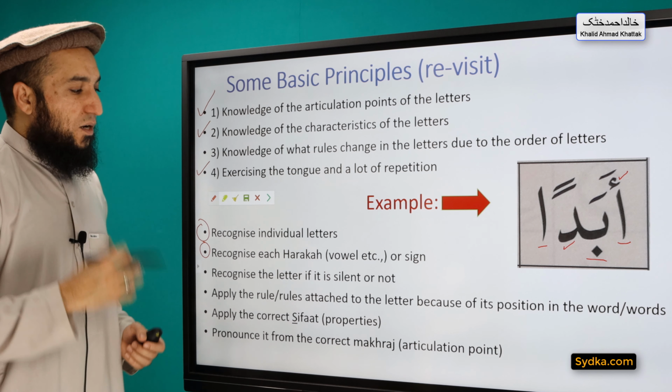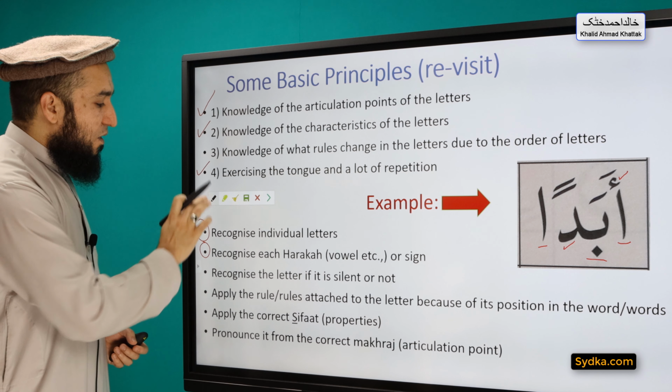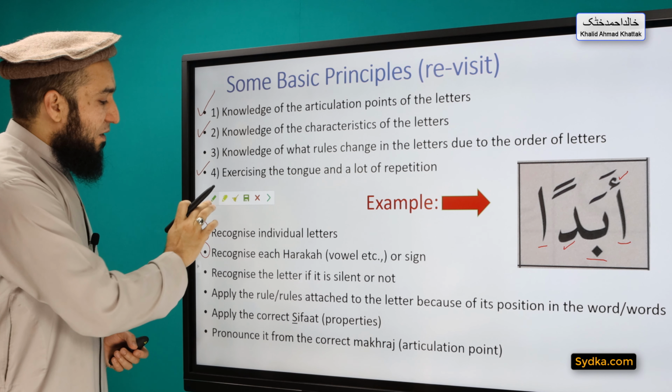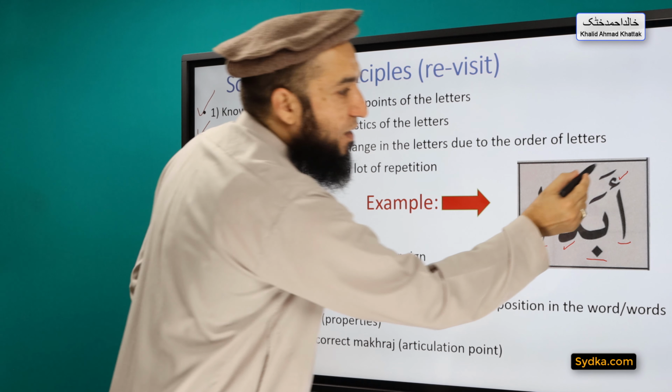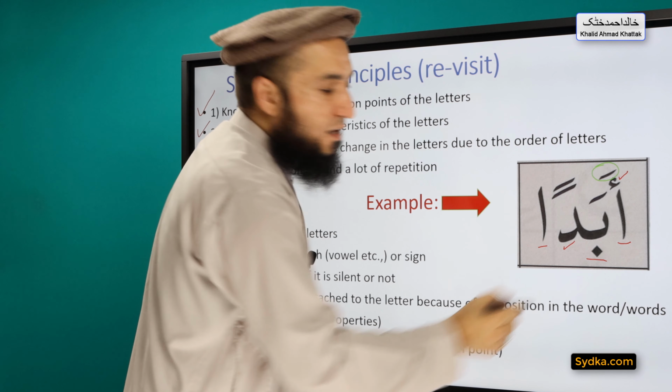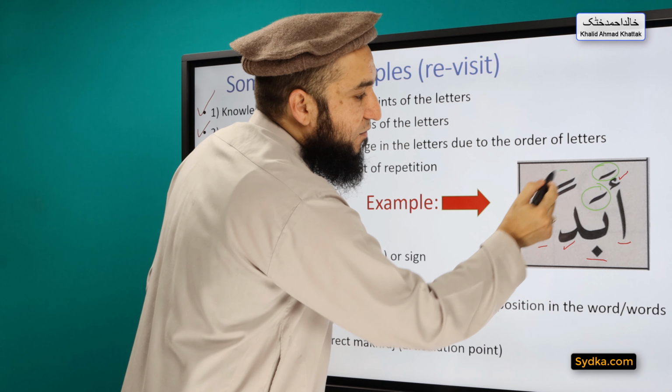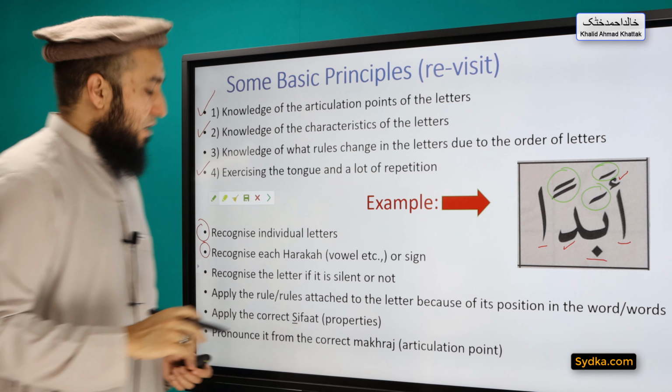In step two, we recognize the harakat that are used. The harakat, or the signs, would be here. That's fatha, fatha, fathatain. So we recognize the harakat.